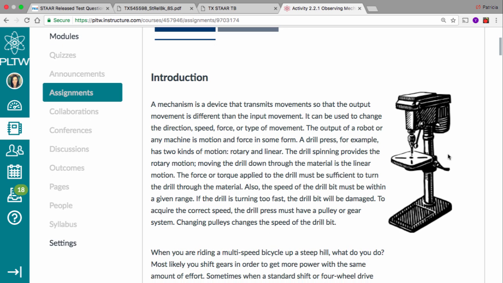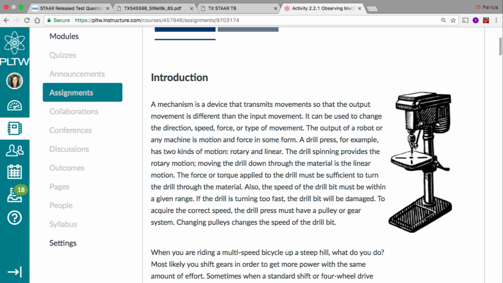So here we go. Here's an example of a mechanism. It's a drill press. This has 2 different types of motion. It has a rotary, which is a circular motion, and linear. On this drill press, you crank this lever. That is your input, and you're moving it in a rotary motion, which is circular, and it causes the drill bit to move up and down. That would be your output, and that is linear. Technically, it's actually reciprocal because it goes back and forth.